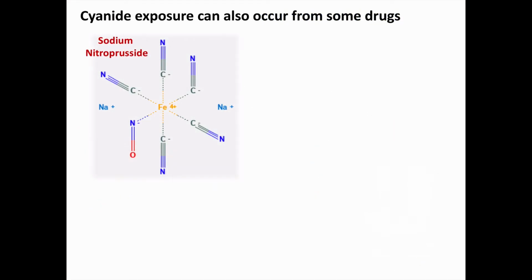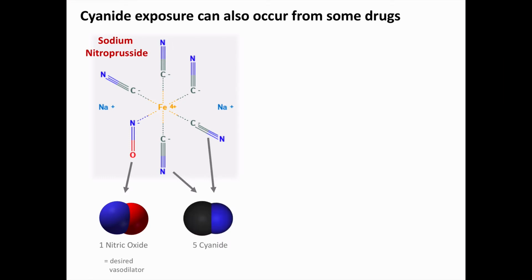Cyanide exposure can also occur from some drugs. Sodium nitroprusside is used to treat hypertensive emergencies as a continuous IV infusion in the ICU. In its chemical structure, we see that it can release a molecule of nitric oxide, NO, which provides the desired vasodilating effect. However, as it's metabolized, it can also release 5 cyanide ions. Cyanide toxicity can occur with high doses of sodium nitroprusside or prolonged infusions, especially if the patient has underlying renal insufficiency. Prusside, Prussian Blue, cyanide, see the connection?